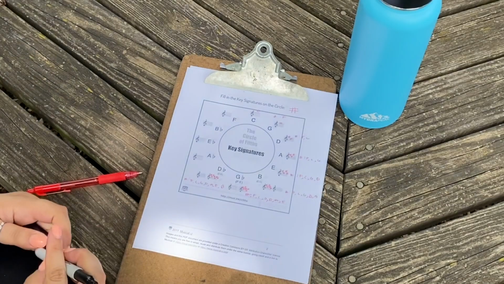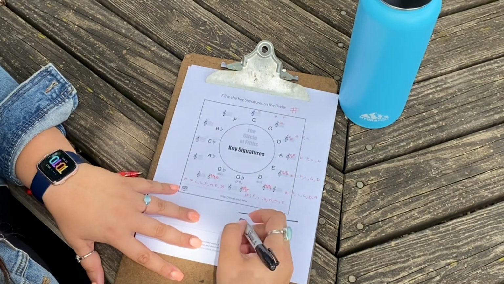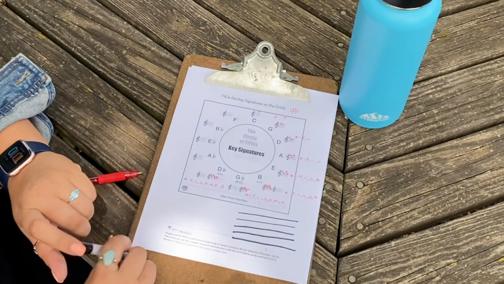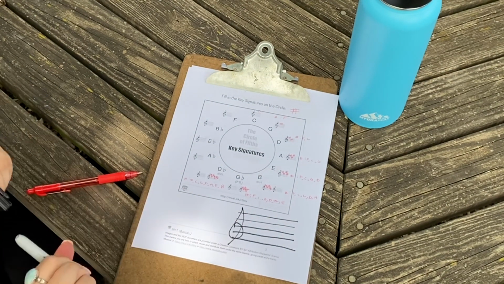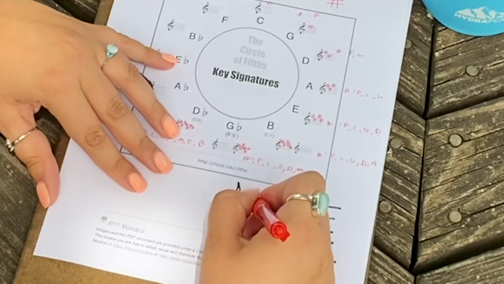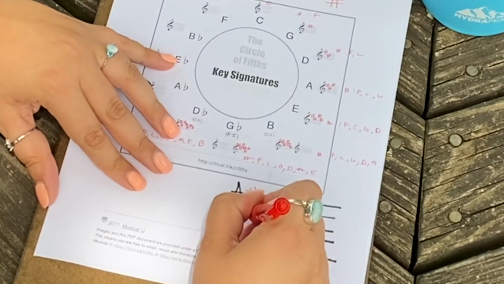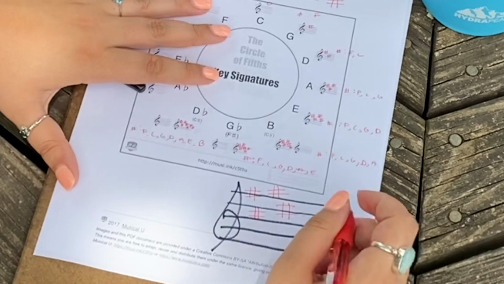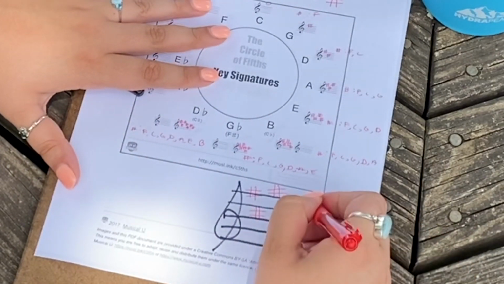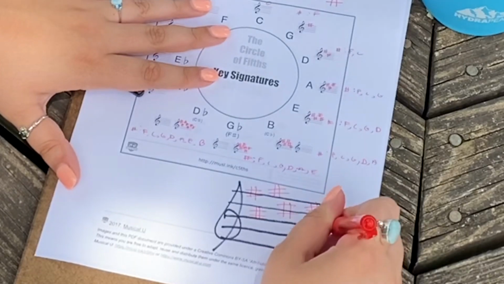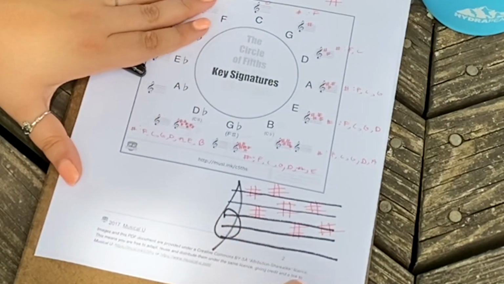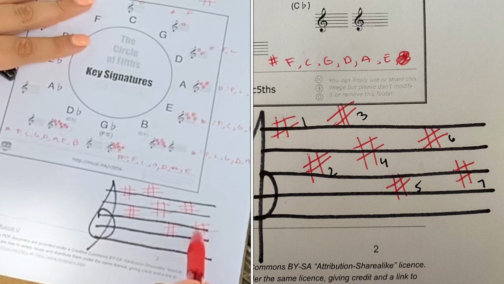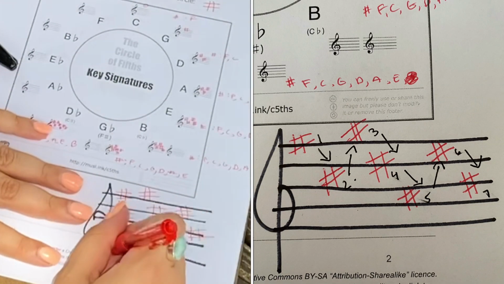So if you want to see that a little bit more clearly, let me write this out for you. I'm going to write some ledger lines. So that's going to be F, C, G, D, A, E, and B. So that would be all the sharps in order. 1, 2, 3, 4, 5, 6, 7. So it's always going to go 1, 2, 3, 4, 5, 6, 7. Okay? So that's all of our sharps.